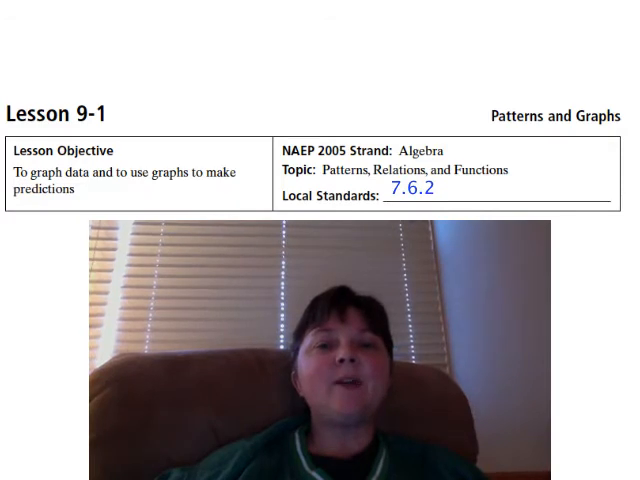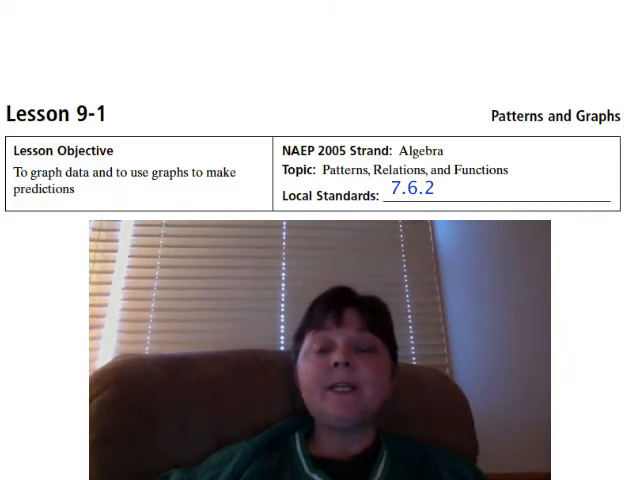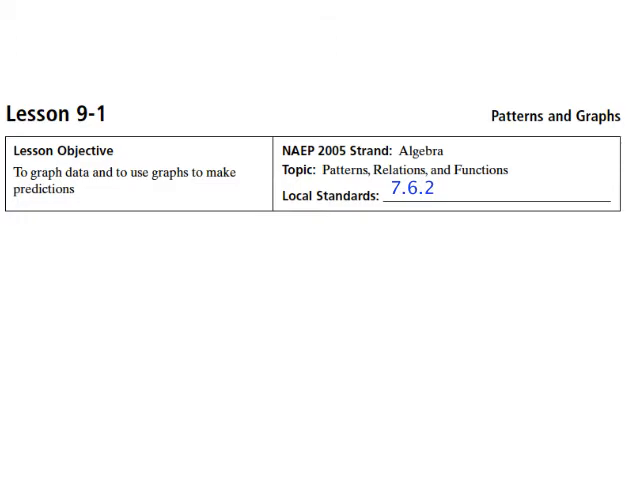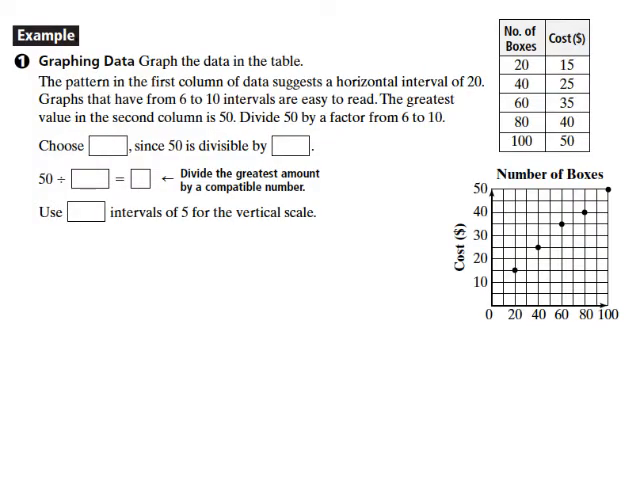Today's lesson is on patterns and graphs. We're going to graph data and use graphs to make predictions. The Indiana Academic Standard is 7.6.2. Let's take a look at example number 1. Graphing data. Graph the data in the table.